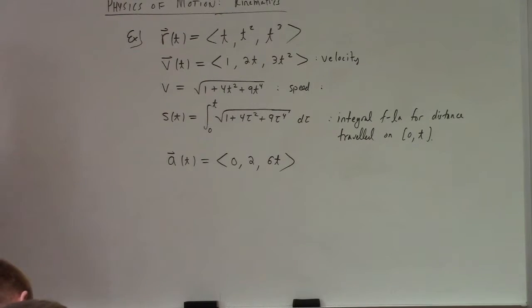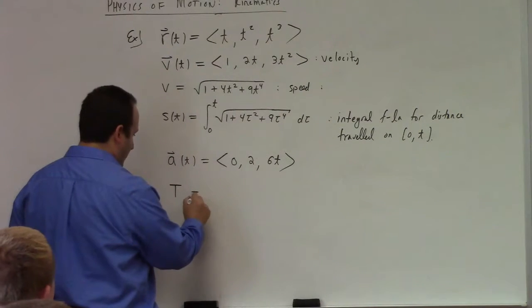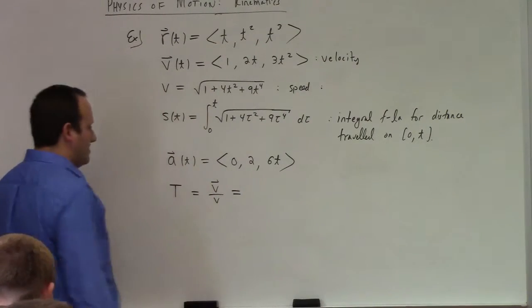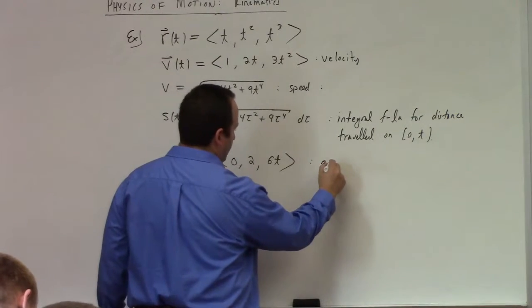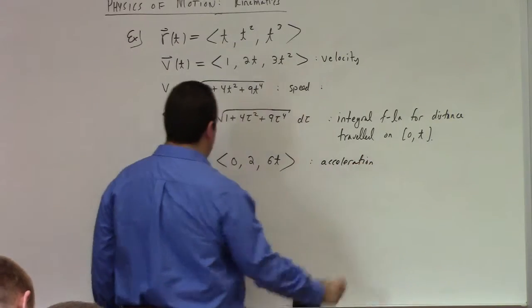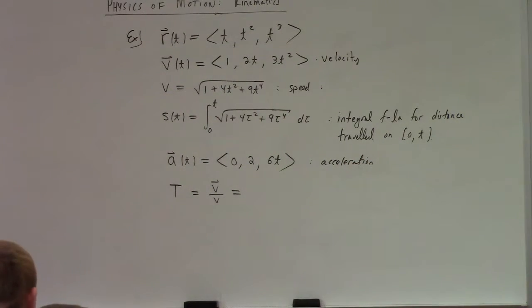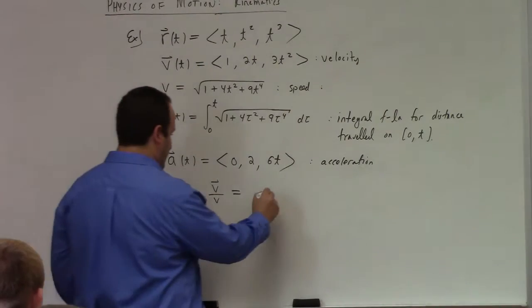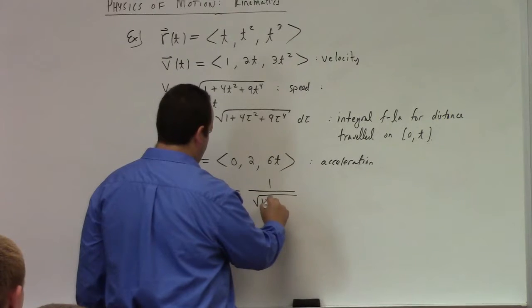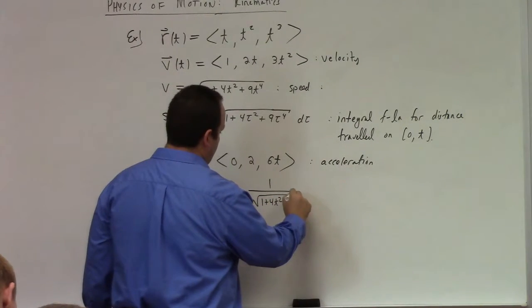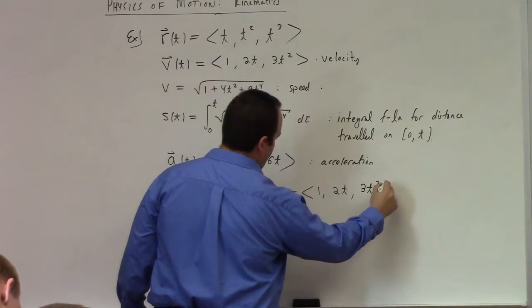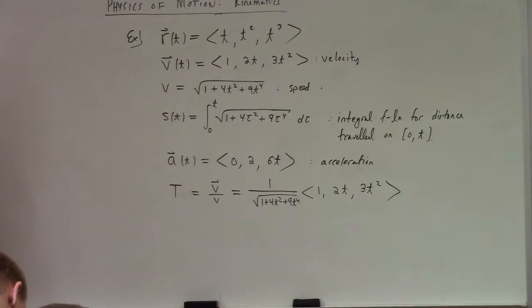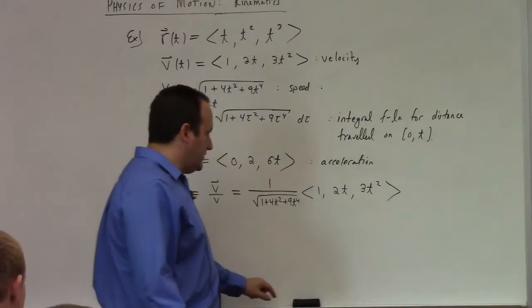Okay, what's the unit tangent? V over |V|, right? So what's the unit tangent? It's unpleasant, but it's just this: 1 over the square root of 1 plus 4t squared plus 9t to the fourth times the velocity 1, 2t, 3t squared. So what's the tangential component to the acceleration?